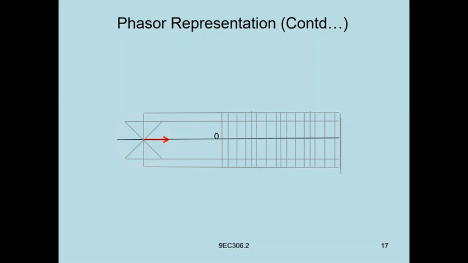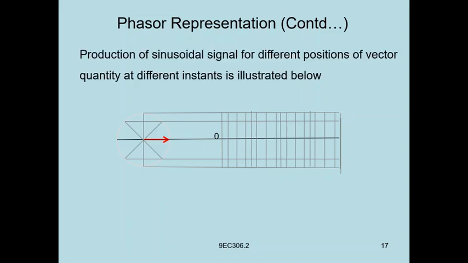See here, again I am showing the same figure as a sinusoid. See, the phasor is at 0, and the phasor at 45 degrees is like this, and again at 90 degrees like this, 135 degrees like this, 180 degrees like this, 225 degrees like this, then 270 degrees, 315 degrees, 360 degrees. So this is the phasor representation of a sinusoid.